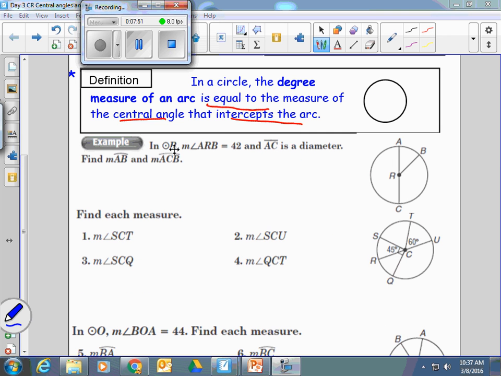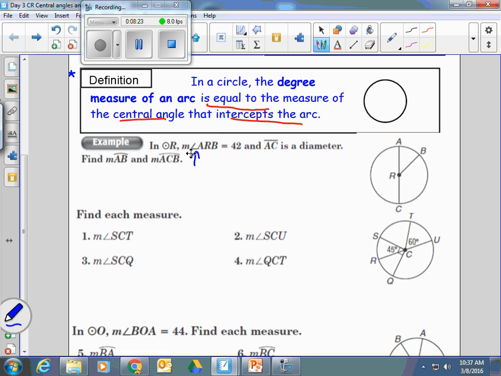Example 1, you're just reading it. Who would like to read this one? Okay. In circle R, measure A R B. Okay, hold on, be careful. I'm teaching you right now, okay? So go back. The M stands for measure. What's that other little symbol right there? Measure angle. Okay, good. Measure angle ARB equals 42, and line AC is a diameter. Find measure arc AB, okay, this is arc, and measure arc ACB.